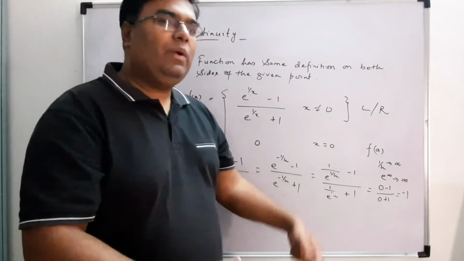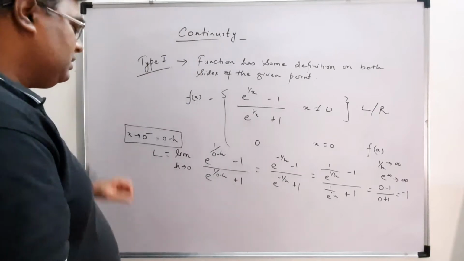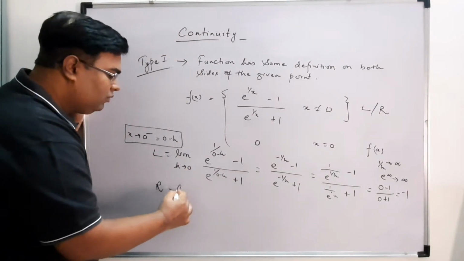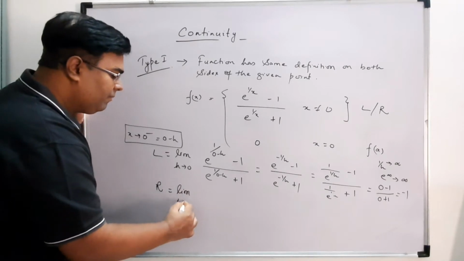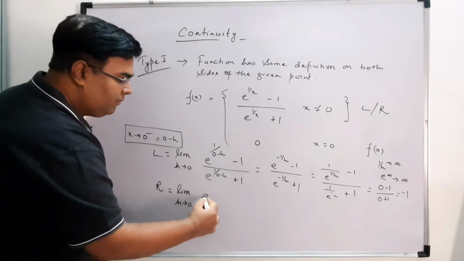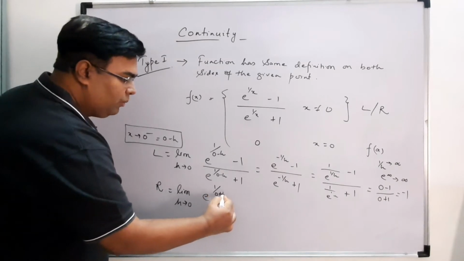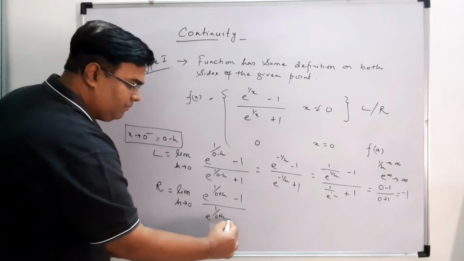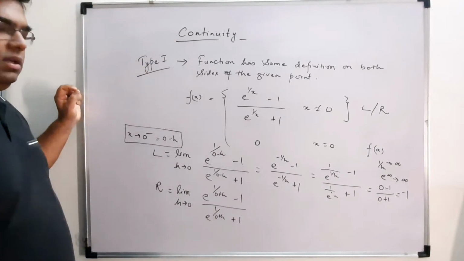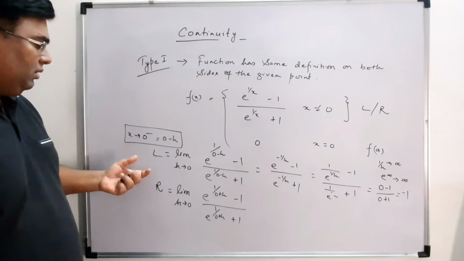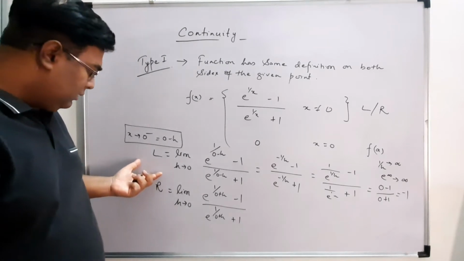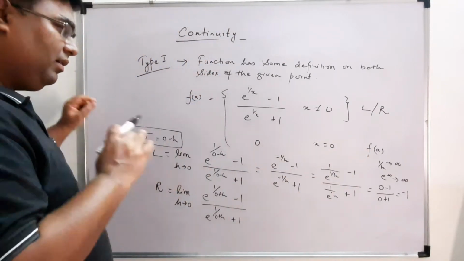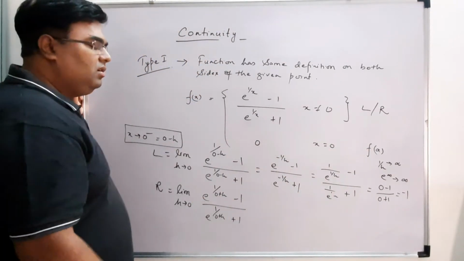We don't need to find the RHL, but still if you want to find it, we can find it out. R is equal to limit h tends to 0 of f(0 plus h). So in the question, in the board exam also, if you write that only while calculating L, and if you think that L is not equal to f(a), you can directly write that this function is not continuous.